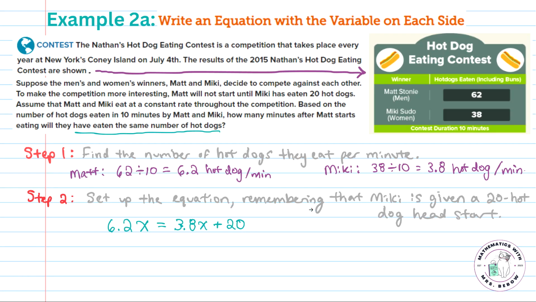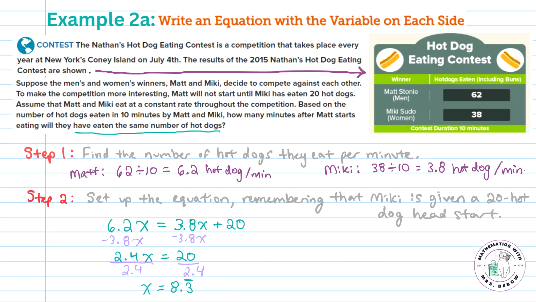So on this one, we're going to start off by subtracting the 3 8/10 x from both sides, which leaves us with 2 4/10 x equal to 20. And then we have one more step, which is to divide both sides by this 2 4/10 so that we can get x by itself. So x is going to equal 8.3 repeating.